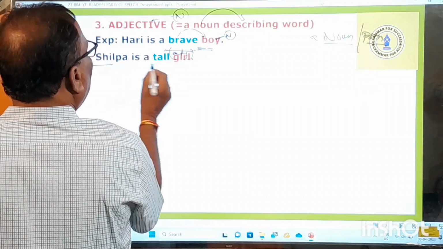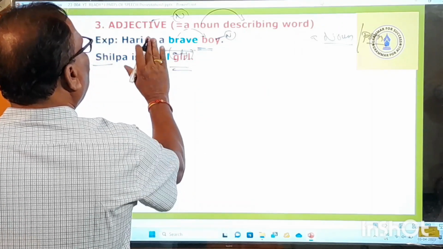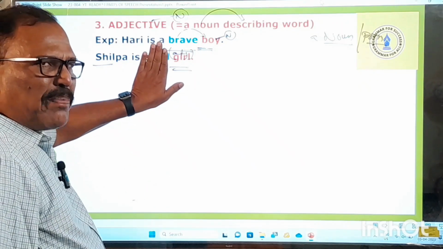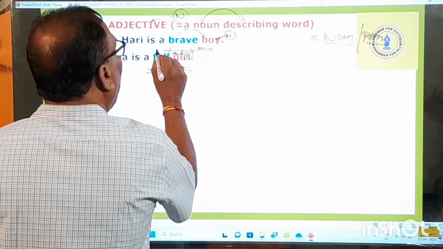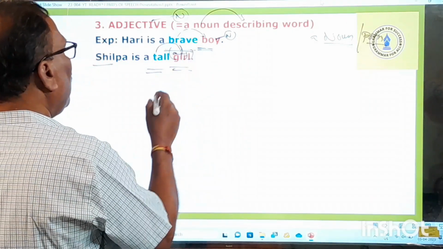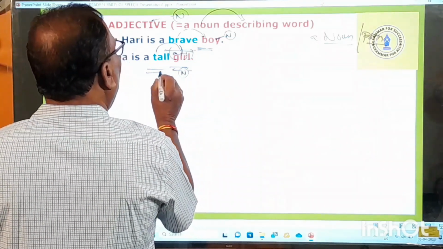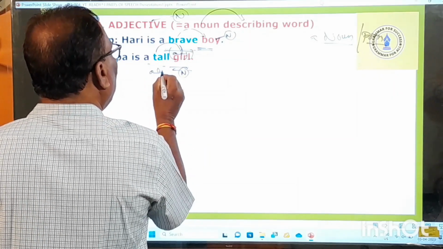And Shilpa is a tall girl. Here we are talking about this girl. We cannot simply say Shilpa is a girl. If I say Shilpa is a girl, am I making any special sense in that? No. And if I say Shilpa is a tall girl, I am making some special sense. Tall. She's a tall girl. So here, girl is a noun, and the word that is describing this girl is always an adjective.